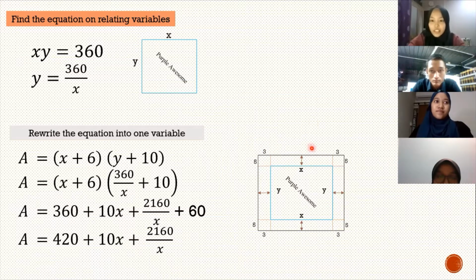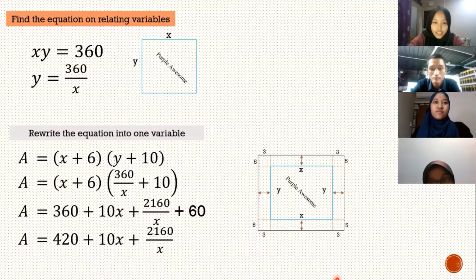Thank you, Adam. x plus 6 comes from x, this part, and 3 and 3, so it would be x plus 3 plus 3, and that sums up to x plus 6. Got it? The same goes for y plus 10. We want to find the value of the width, and then we sum it up with 5 plus 5 plus y, and it will be y plus 10. So clearly we can show and prove that A equals x plus 6 times y plus 10.